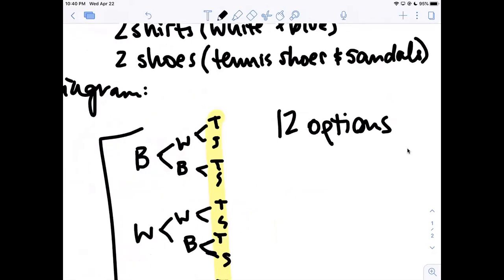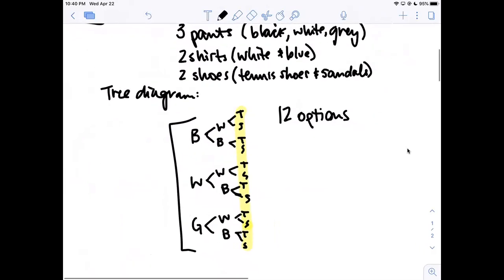However, this is all fine and dandy if I have a very small number of options, but if I told you I had 20 shirts and 17 pairs of shoes and some obscene number of pants, you don't want to make a tree diagram all the time. So instead, we can just multiply the number of each item that we have and then solve from there.